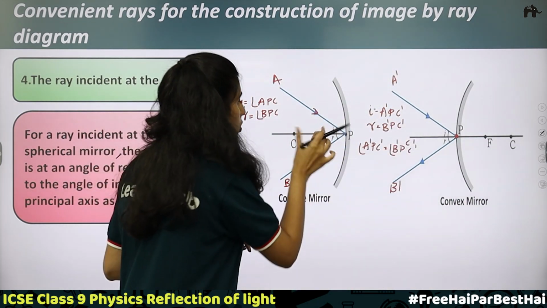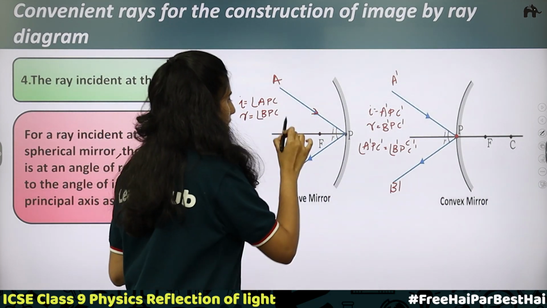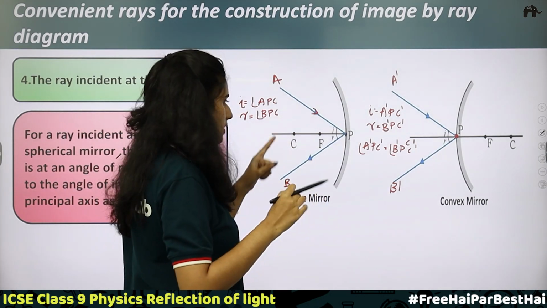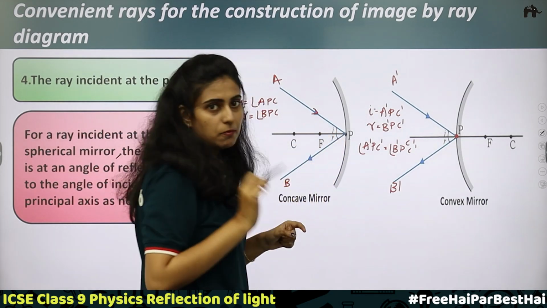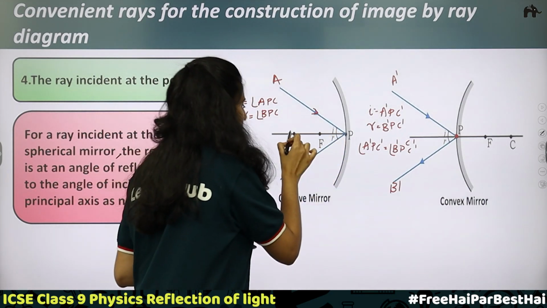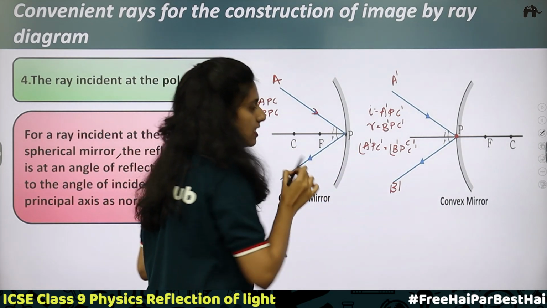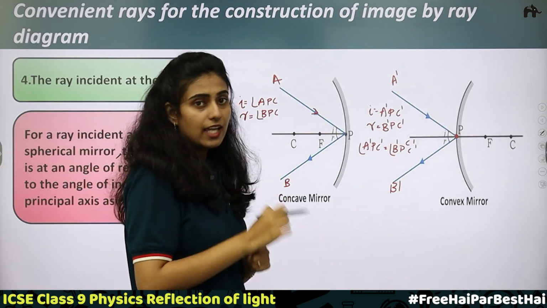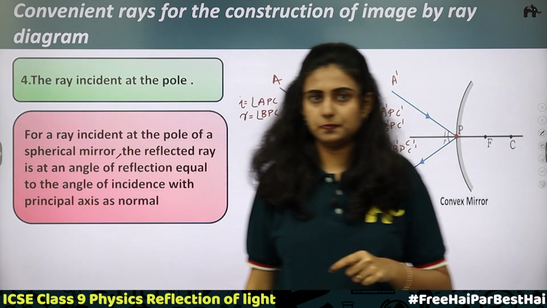Why? Because what is the principal axis? We know what a normal is. A normal should pass through the point of incidence and the center of curvature. So when you draw a line in this case, the point of incidence is P, the pole, and C is the center of curvature. When you draw a line, this is the line, and the same line is the principal axis, because we know the principal axis is a line which passes through the center of curvature, focus and the pole.